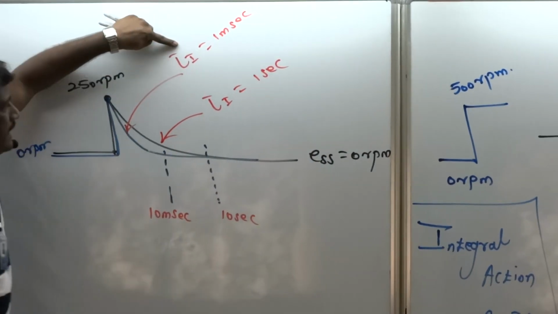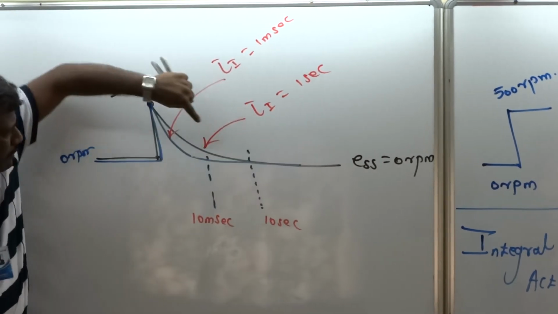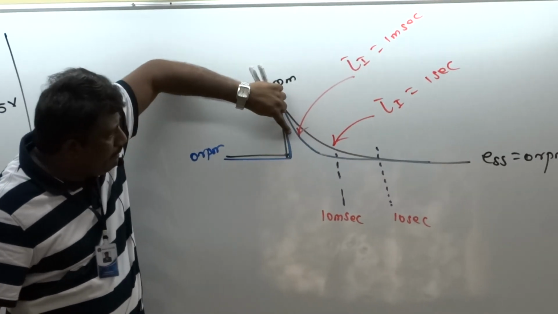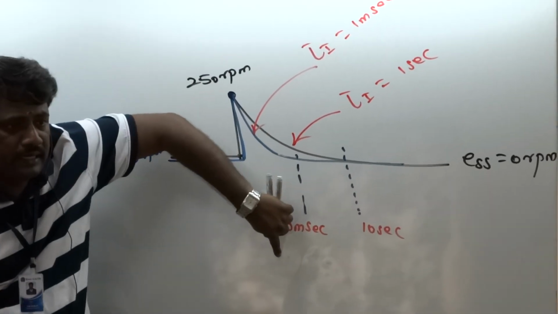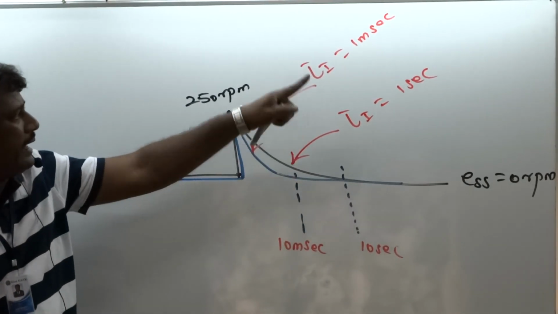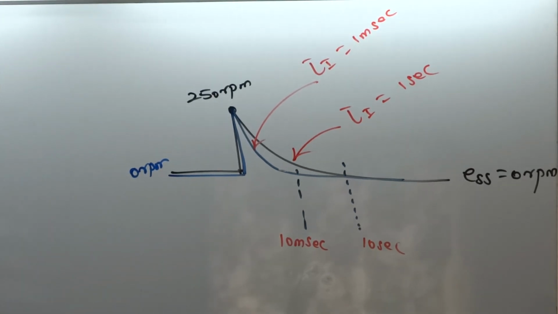That is decided by tau I. If tau I equal to 1 second, it takes 10 seconds, that's the black curve. Tau I equal to 1 millisecond, that's your blue curve. It settles in 10 milliseconds. How quickly the error gets down to 0 is decided by the integral time constant. That's a conclusion. Okay? Conclude how quickly the error gets down to 0.